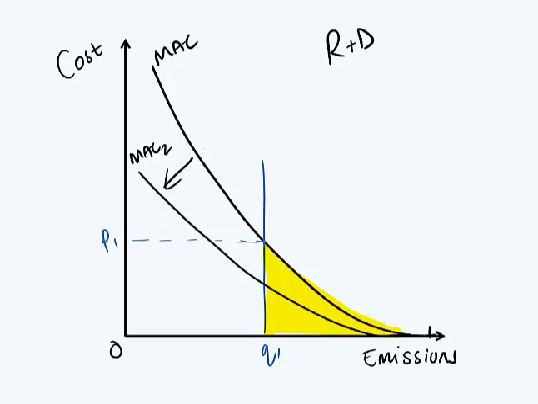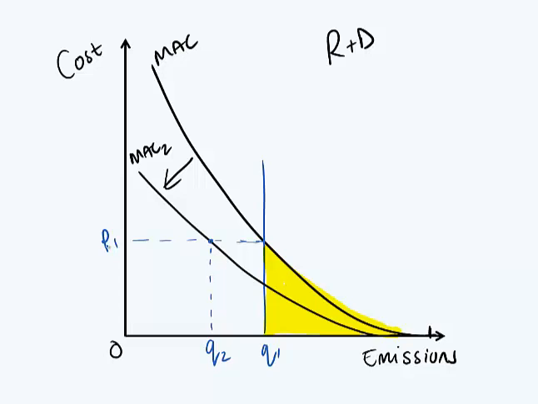What's going to happen now is, the first thing is we are not going to emit Q1 anymore. We are going to emit Q2, which is less. So we're going to reduce our emissions even further because it's cheaper to reduce it. But the price of a permit is still P1. Okay?